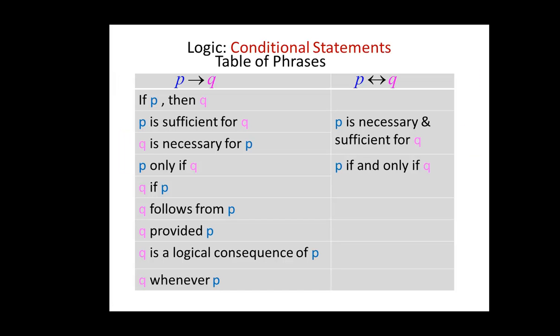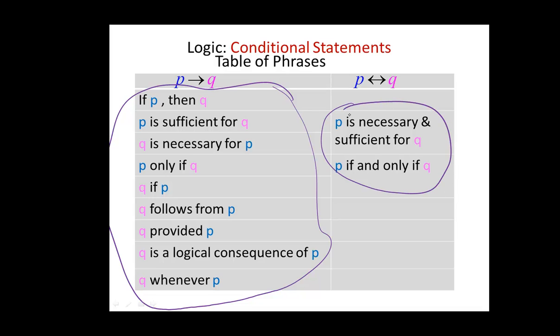Here's a table of a number of phrases. All of these are equivalent to if P then Q, or P implies Q, and all of these are equivalent to the biconditional P if and only if Q. So some may be very clear to you, if some are not. Take a look at them a little later after you've practiced these conditional statements. And that is the end of our video.